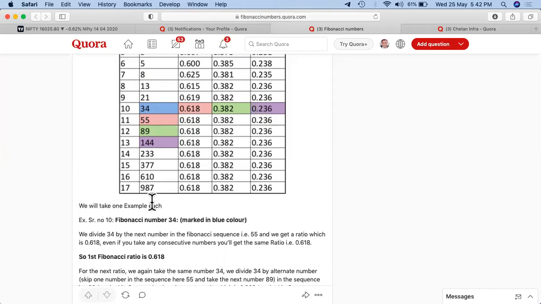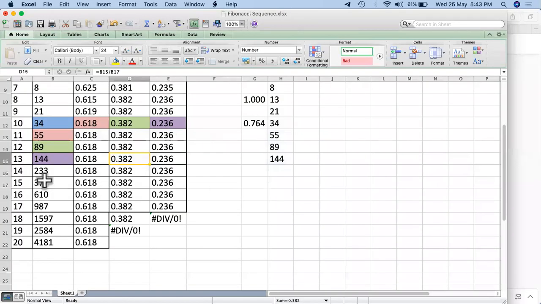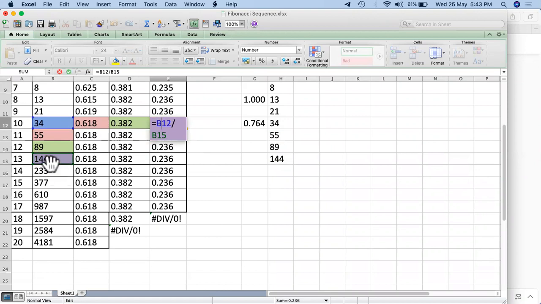Again, we can do the same for the rest of the parts also. Let's take an example. Here we have this ratio. This ratio comes when we divide B12, which is 34, by B15, which is 144, right? Let's take the next example. Here it is 55 and 233, that is skipping two numbers. And this is the next ratio, which is 89 divided by 344, again skipping two numbers. Right. So we got three ratios, which are 0.618, 0.382, 0.236.